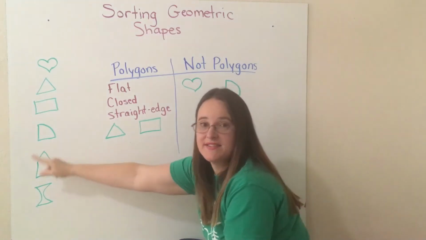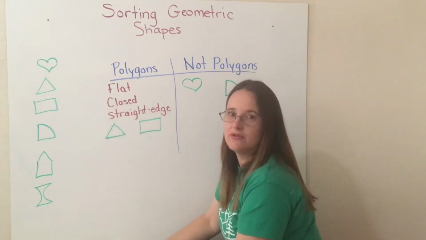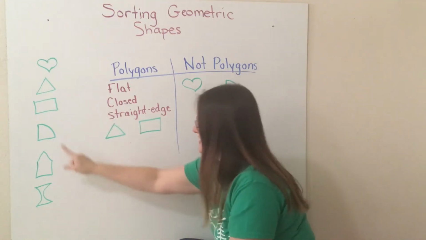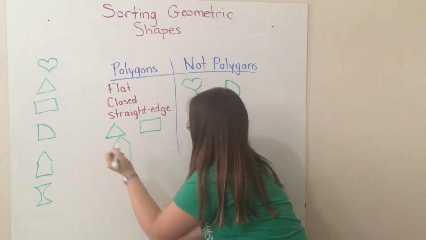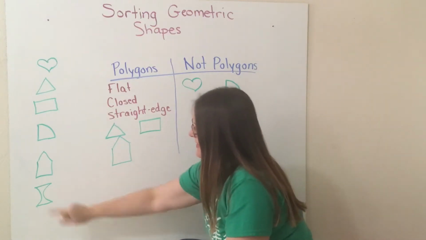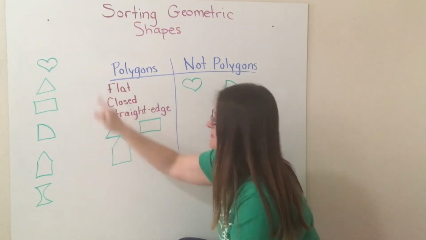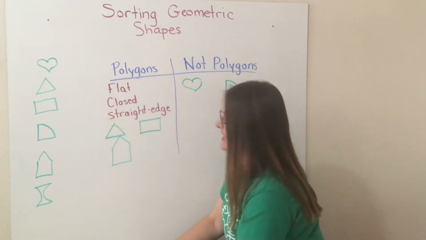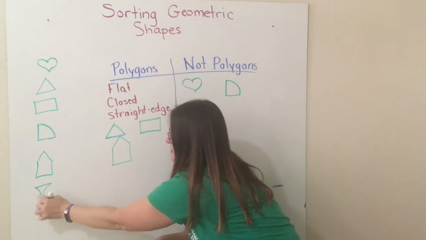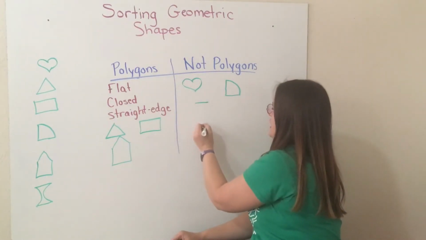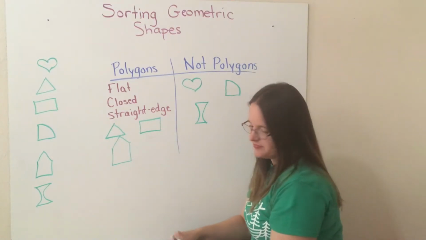My house, this has 5 sides, so we would call this a pentagon. Is it flat? Yes. Is it closed? Yes. Does it have straight edges? Yes. So my pentagon goes over here in the polygon side. And then this, to me, reminds me of a sand timer. I'm not sure what it's meant to be, but is it flat? Yes. Is it closed? Yes. Does it have straight edges? Some, but not all. So these two curved sides here mean that shape has to go here in the not polygon side.